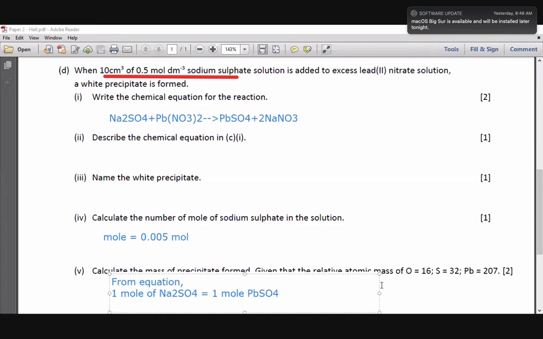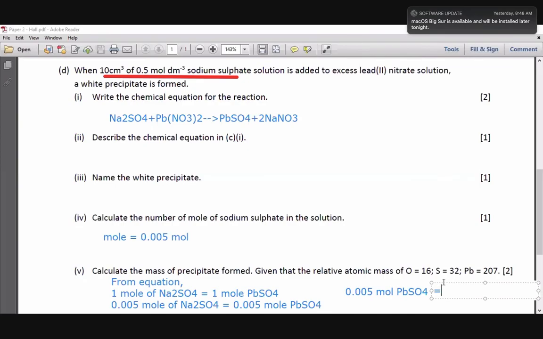Or else you lose one mark. Therefore, 0.005 mole of Na2SO4 equals 0.005 mole of PbSO4. If you straight away use 0.05 mole for calculating the mass, maybe you will lose 1 mark. The examiner will judge the mole of SO4 you state. If you equalize it like this, the examiner will know from the balanced equation that you equalized and you get it. So you find the mass by multiplying with the RMM.